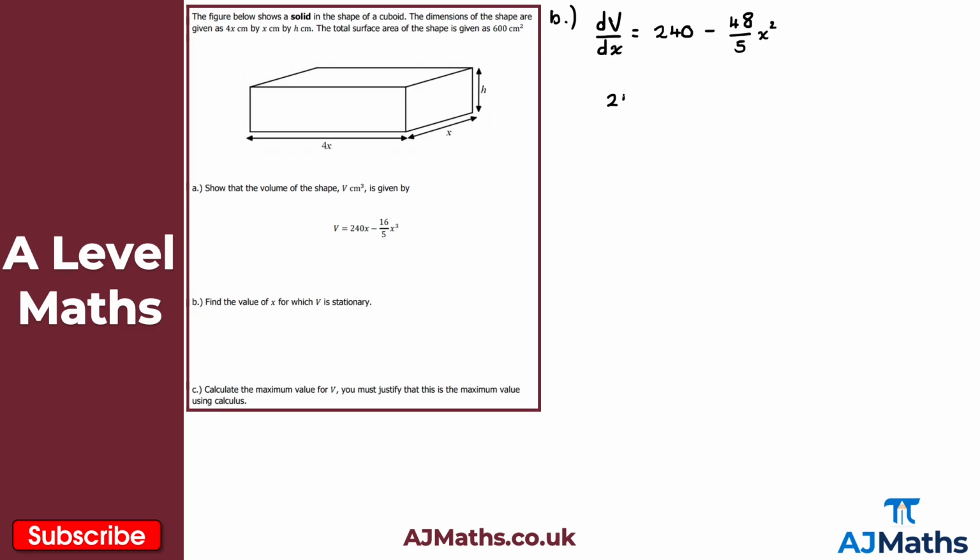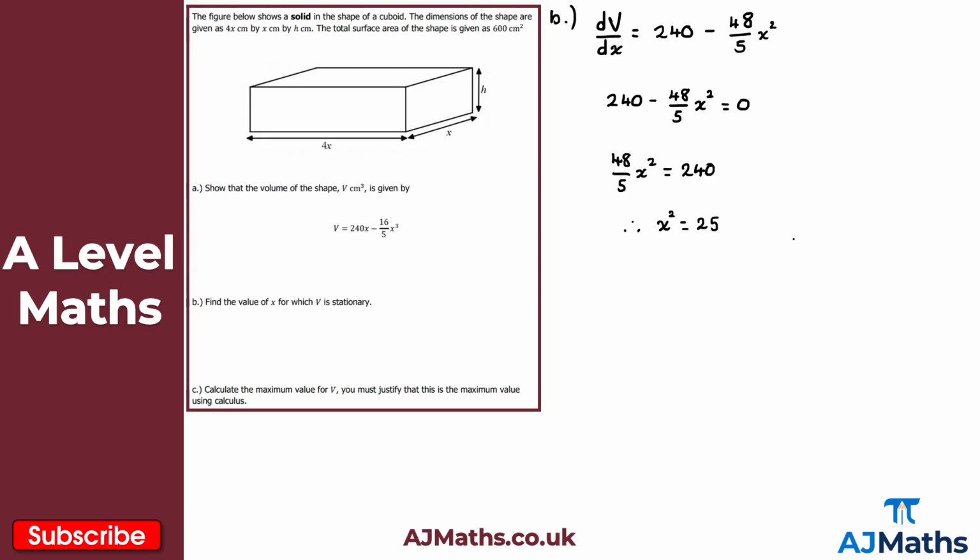So now, like we said, we're going to set this equal to 0. So we've got 240 minus 48 over 5 x squared, and that is equal to 0. So now we take this over to the right hand side, then make it positive. We get 48 over 5 x squared, and that's equal to 240. We're going to times through by 5 and then divide by 48. So what I get here then is that x squared is equal to 25.